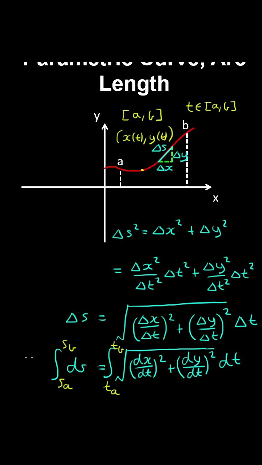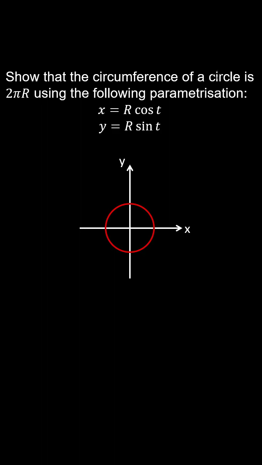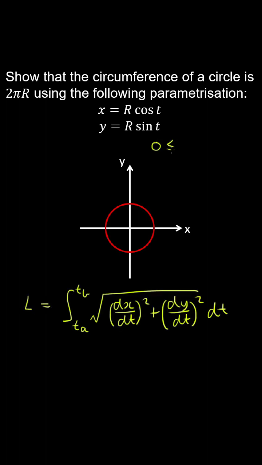And this gives us the length of the parametric curve between a and b, or the distance that a particle travels along the curve. Let's show that the circumference of a circle is 2 pi r using the following parametrization. Well, using the arc length integral, where t is between 0 and 2 pi for a circle.